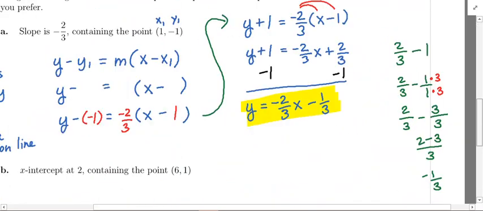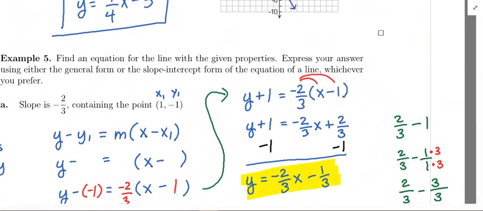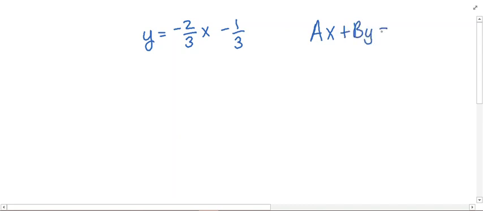Let me go to a new page. I am going to write down what we left off with. y equals negative 2/3 x minus 1/3. That's the y equals mx plus b form, but suppose you were asked to convert this to general form, which is ax plus by equals c. If you examine this general form, the x piece and the y piece are on the left side and the number is on the right side.